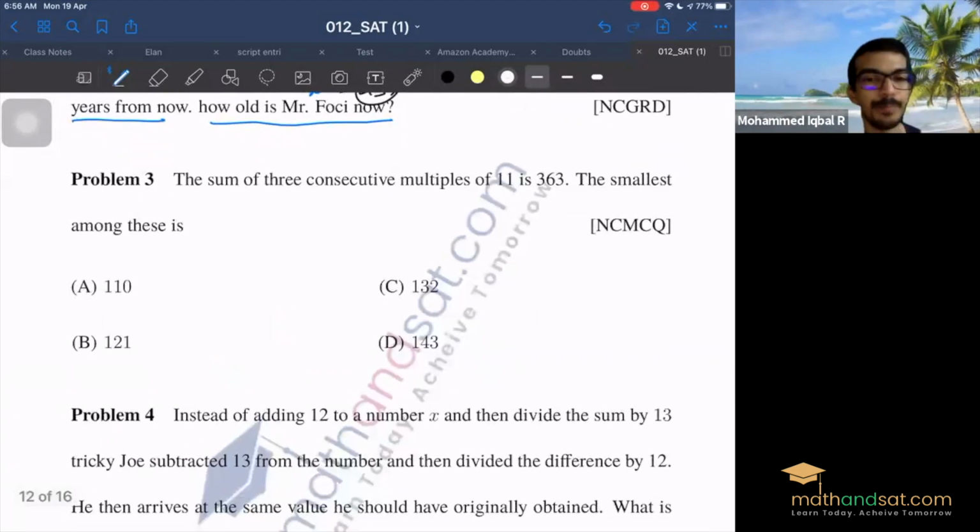So, question number 3. The sum of 3 consecutive multiples of 11 is 363. The smallest among these is. So, consecutive multiples of 11. How can you choose these multiples of 11? We have to find the smallest among these. What happens when you take consecutive multiples of 11?